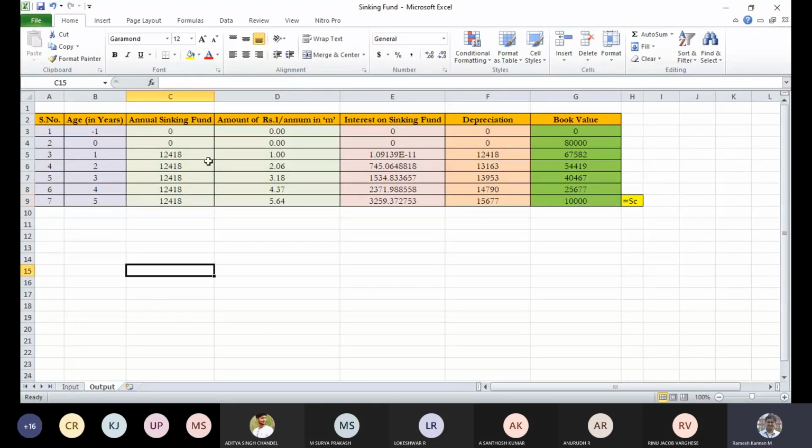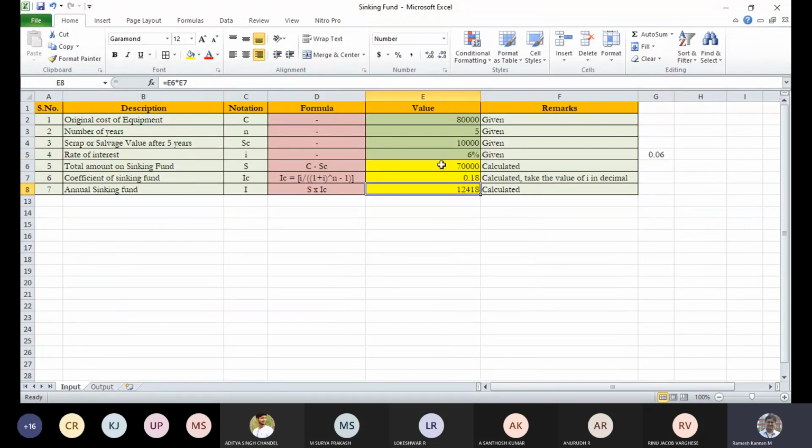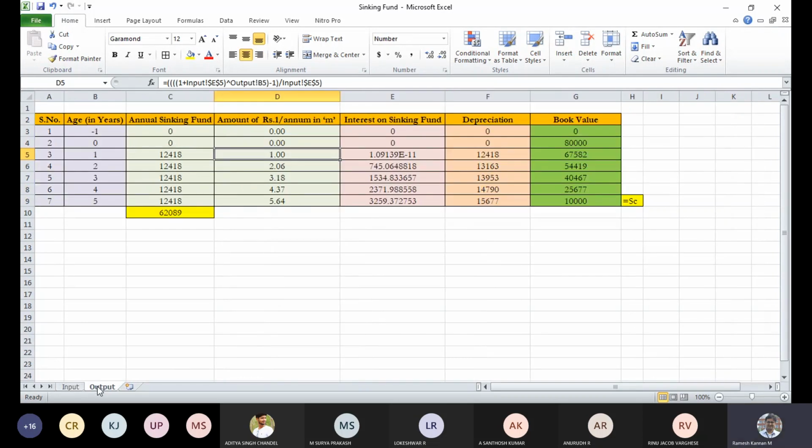So the annual sinking fund amount is the particular amount that we save for the 80,000 asset, right? Then this is a very important thing: the amount on rupee 1 accumulation. In the previous cell, it's E5, which is nothing but the interest on sinking fund in terms of decimals.